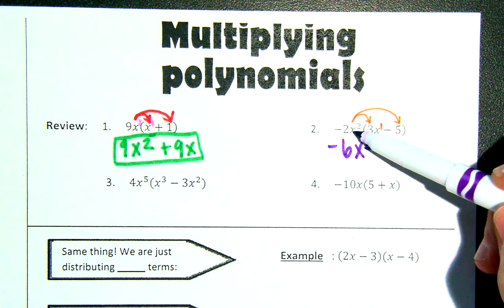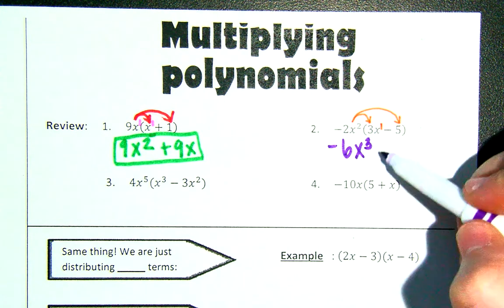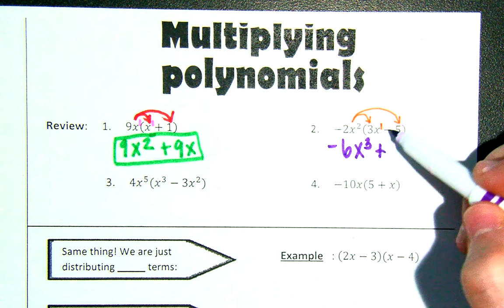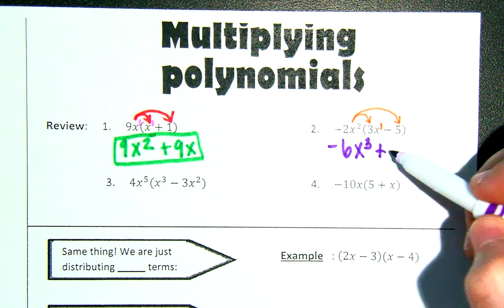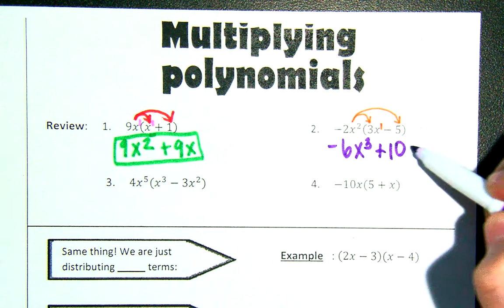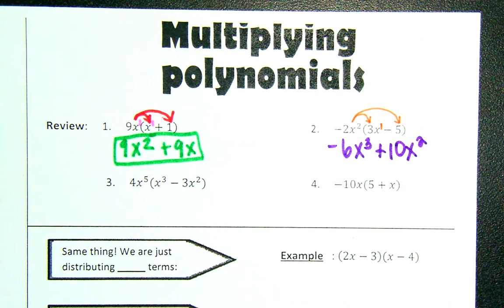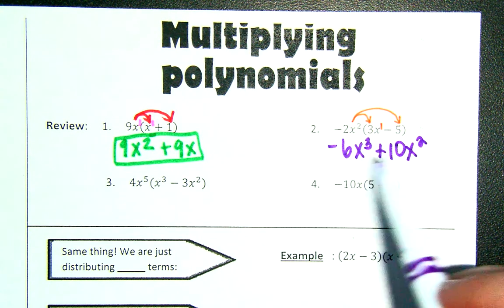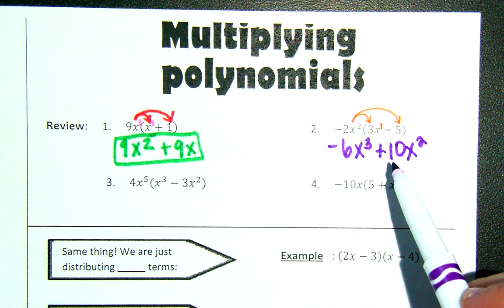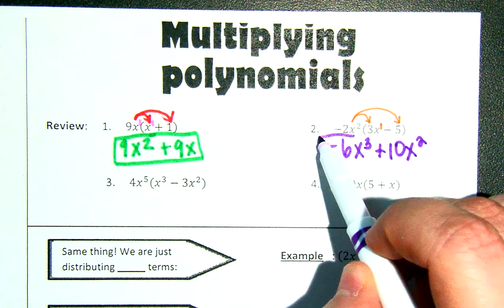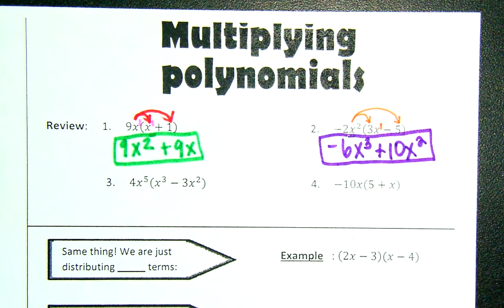And then negative 2x squared times negative 5 is positive, because a negative times a negative is a positive. And then 2 times 5 is 10, and then x squared, because I don't have another x to combine it with. And so can I combine those? Are those like terms? No, they're not. So that is my final answer.